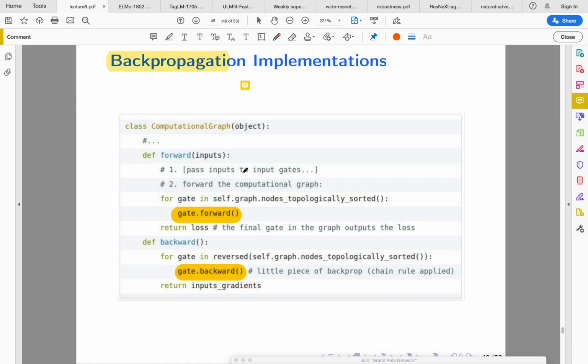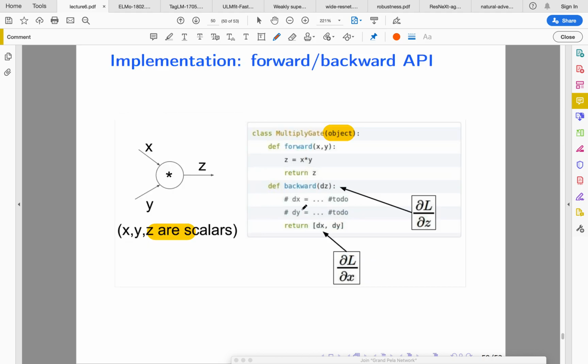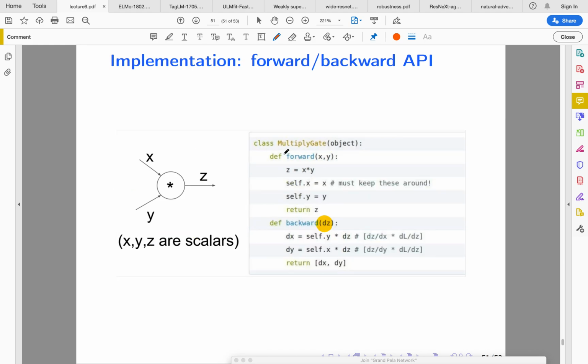So this is the backpropagation implementation: this is the forward pass and this is the backward pass. We want to take a look at that code. This is implementing the forward and backward pass. If you want to implement the partial derivative yourself, this is the output and these are the inputs.